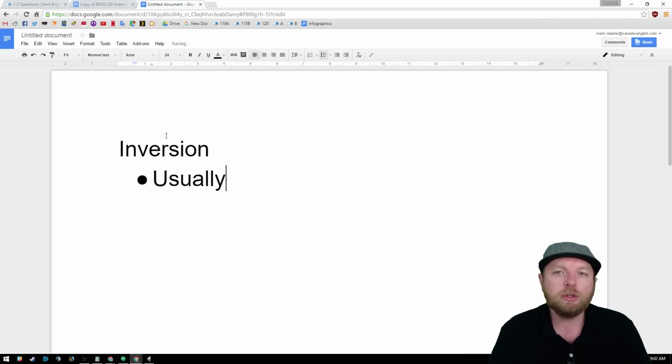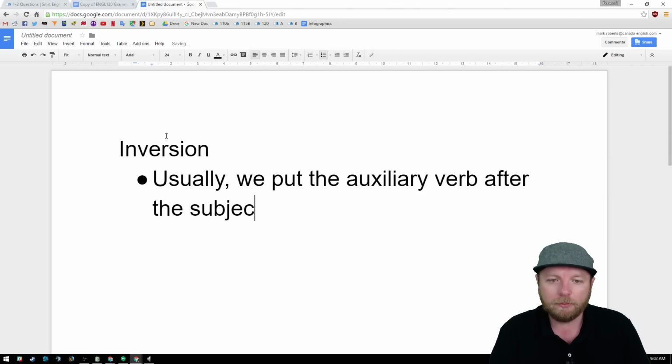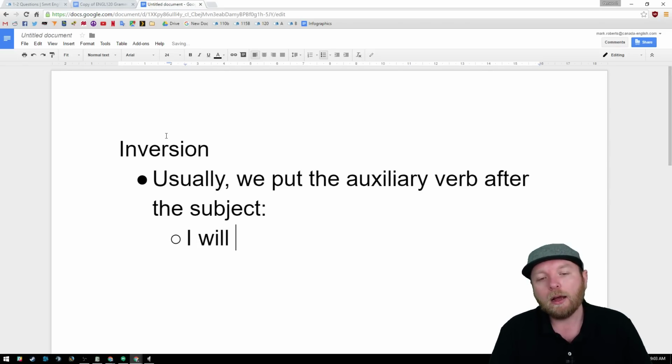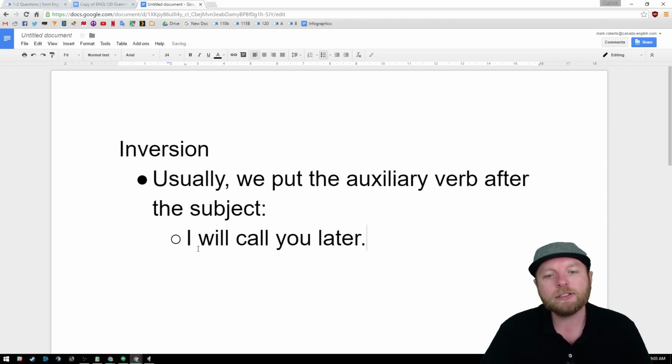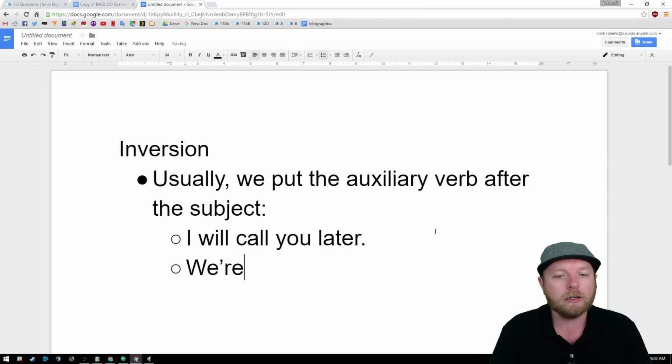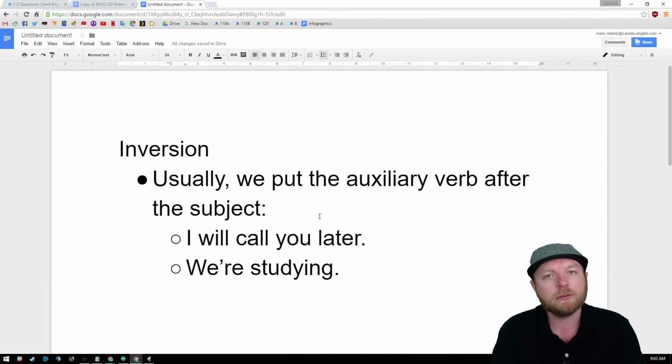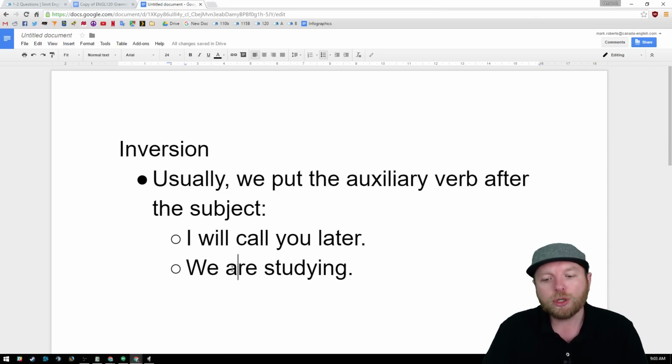Usually in English, we put the auxiliary verb after the subject. So auxiliary verb, helping verb, right? So maybe be or do or have, or modal verbs, can, should, will, may. So example, I will call you later. So here the auxiliary verb will is after the subject. Another example, we're studying. What's the auxiliary verb? What's the helping verb? Well, here, we are studying. So usually in English we use the auxiliary verb after the subject.